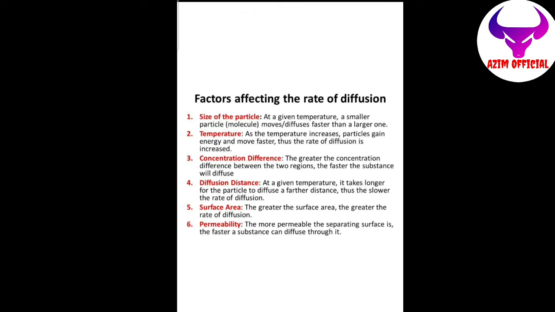Then diffusion distance. At a given temperature, it takes longer for particles to diffuse a farther distance, so the rate of diffusion is slower. The surface area: the greater the surface area, the greater the rate of diffusion. If you have a small surface area, you have a small diffusion rate. Permeability: the more permeable the separating surface is, the faster a substance can diffuse through it.